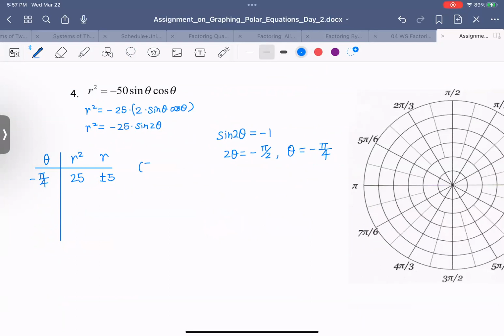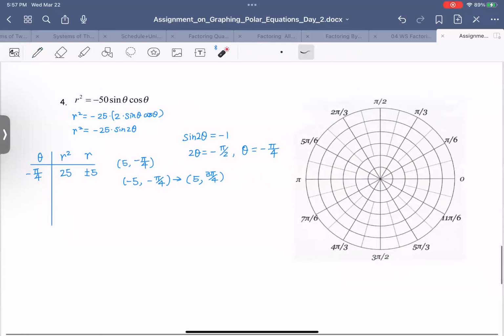If r is positive 5, your theta is negative pi over 4. If r is negative 5, your theta is still negative pi over 4. But you don't want to keep the negative radius. To flip this to be positive, you add a pi. Negative pi over 4 plus pi will be 3 pi over 4. Yes. So far, so good?